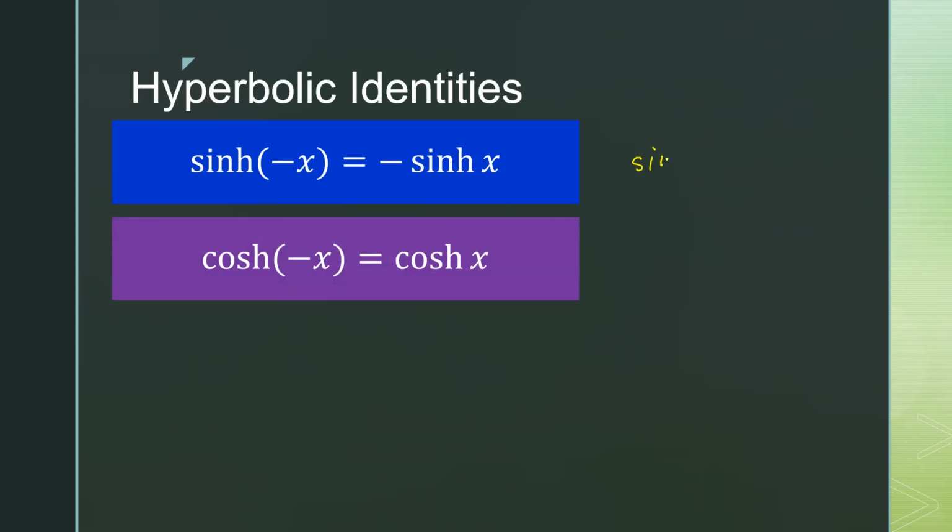So ito, alalahanin natin, sine of negative x is equal to negative sine x. Tapos yung cosine of negative x is the same as cosine of x. So same pa rin dito, no? Cos of negative x is equal to cos x.